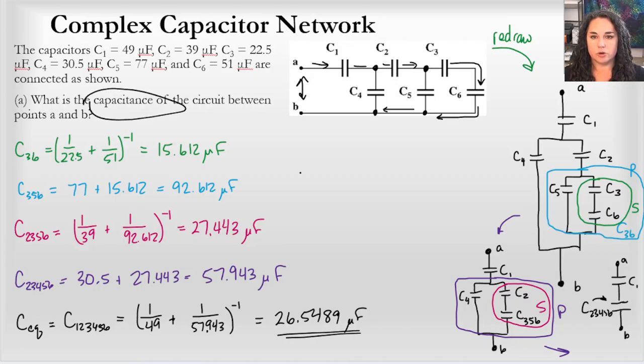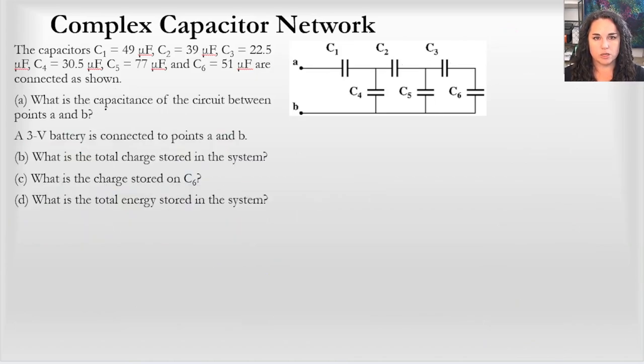All right. So I can model A to B as this C equivalent, A to B. Okay. So that's kind of fun. If you've done resistor networks, it's very similar except the equations are switched. You just simplify each little part as you go through. Okay. So kind of fun. Now that we have the equivalent capacitance, 26.5489 microfarads, there's more questions here.